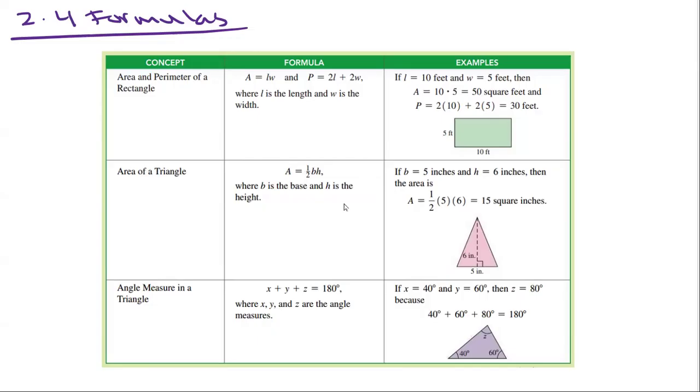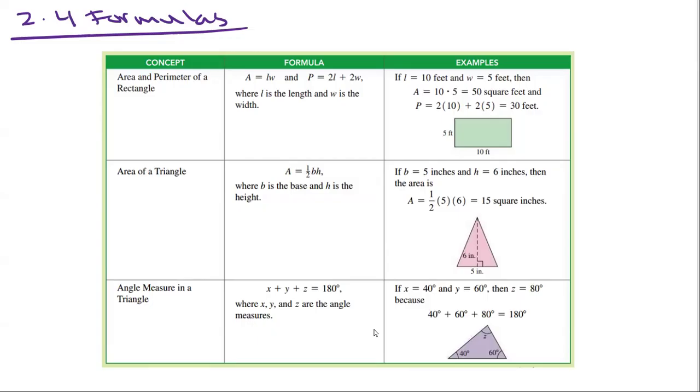And area of a triangle, if you think about it, if you take a square and cut it in half, to find the area of that half, it would be half times base times height, because you took a square and cut it in half, or diagonally, and you got a triangle. So that's where that formula comes from. The area equals half times base times height. That's how you find the area of a triangle.